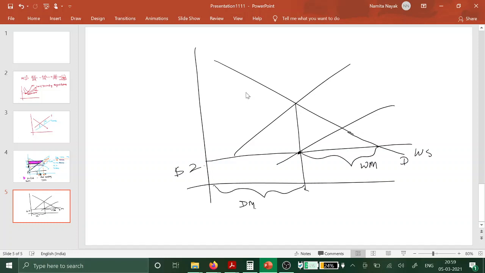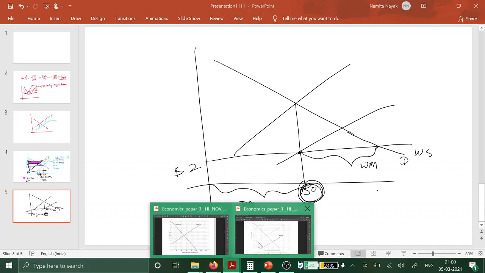So that means this is the 50 units, or 50,000 I think it is. The country's domestic producer is producing 50, and the rest of it is imported. That means the government has to provide subsidy for this 50 only. So let's go back to this.